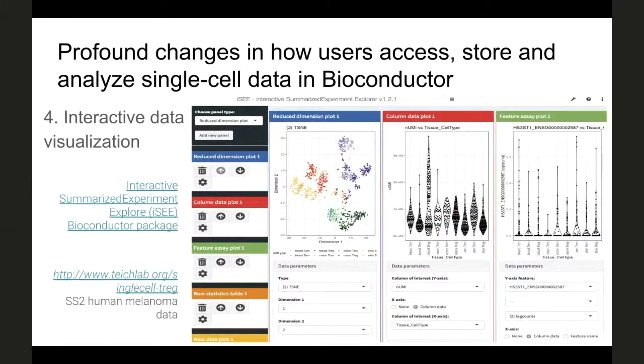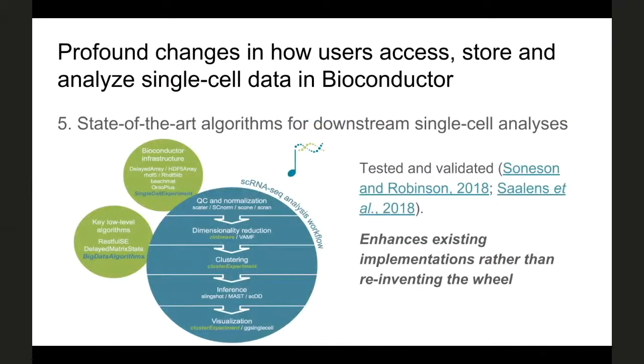Four, I would say that Bioconductor has done a really good job of interactive data visualization. There's a package called iSEE that I think is just amazing. It's used by Sarah Teichmann's lab. And five, there are really state-of-the-art algorithms for downstream single-cell analysis, ranging from dimensionality reduction, clustering, differential expression, trajectory analysis, gene set analysis, gene network analysis, ontology, and annotation.